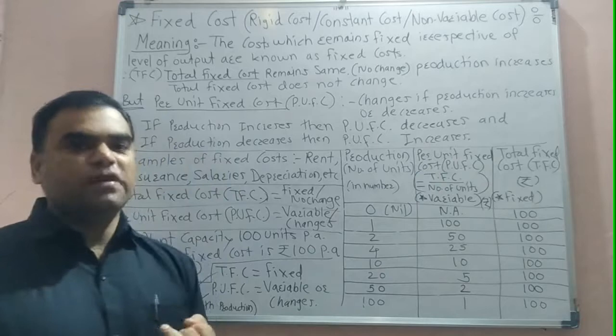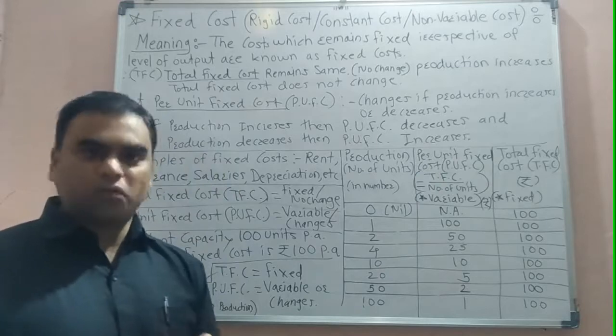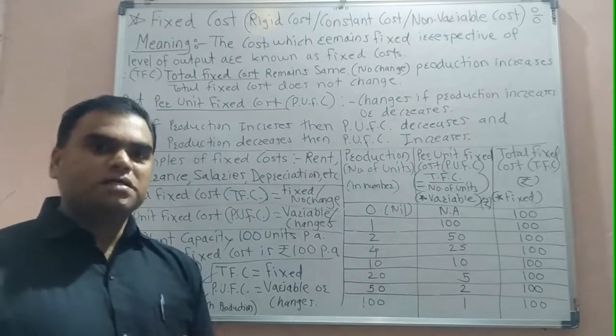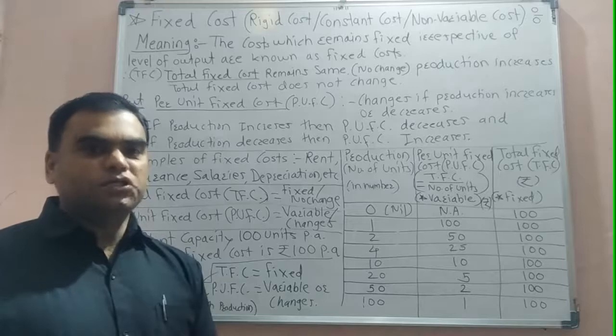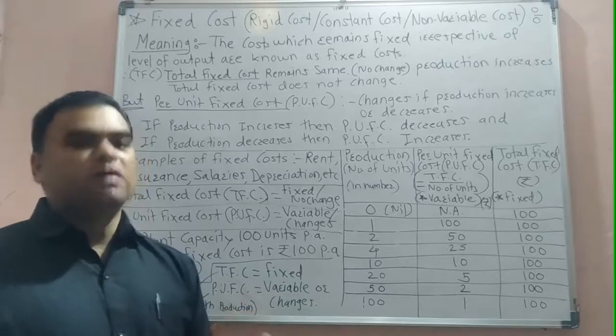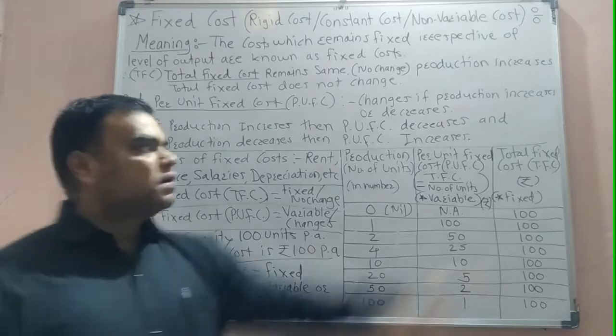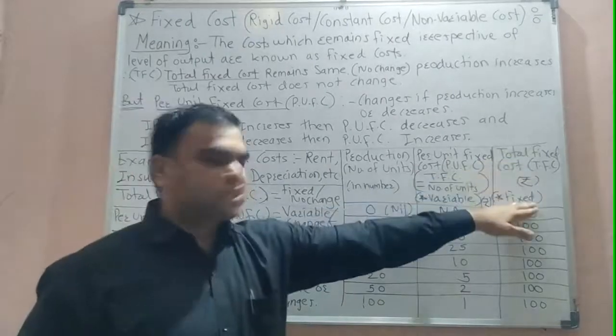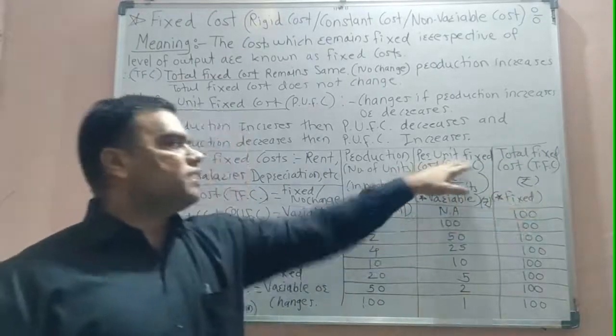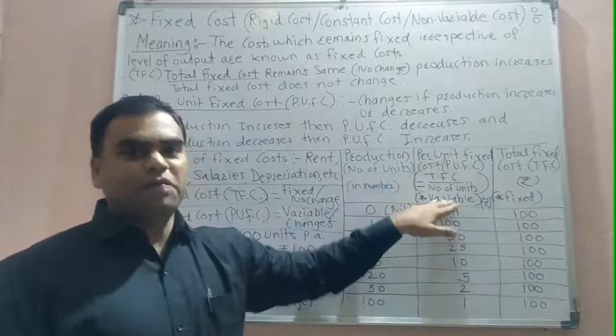Fixed cost is the cost which doesn't change with the volume of production. Examples: salary, rent, insurance, depreciation. Nature of variability: total fixed cost is fixed in nature and per unit fixed cost is variable in nature.